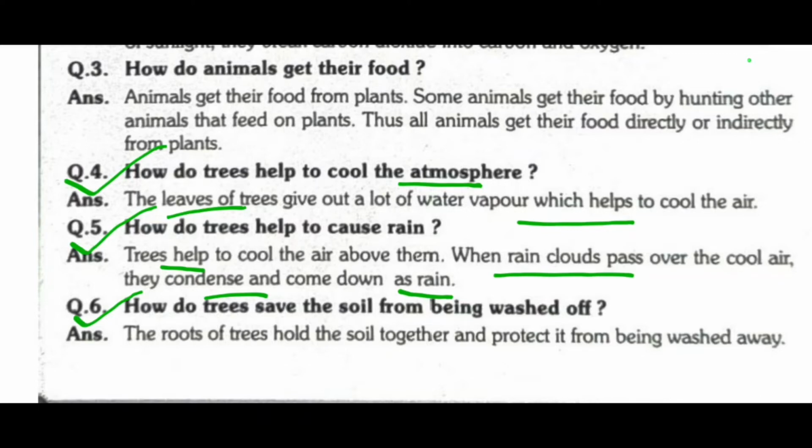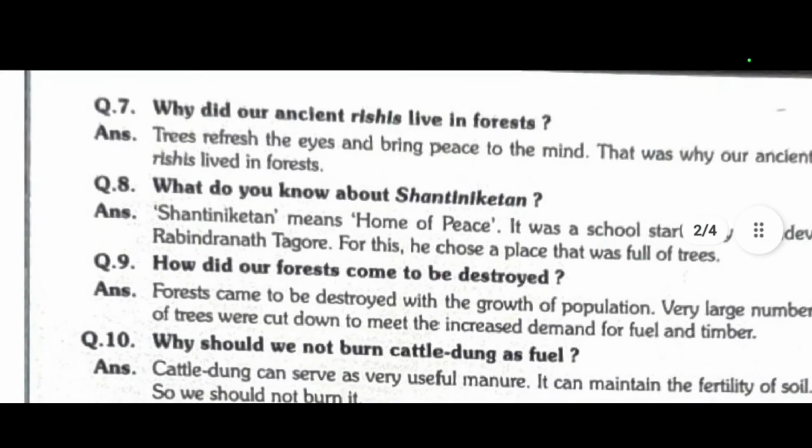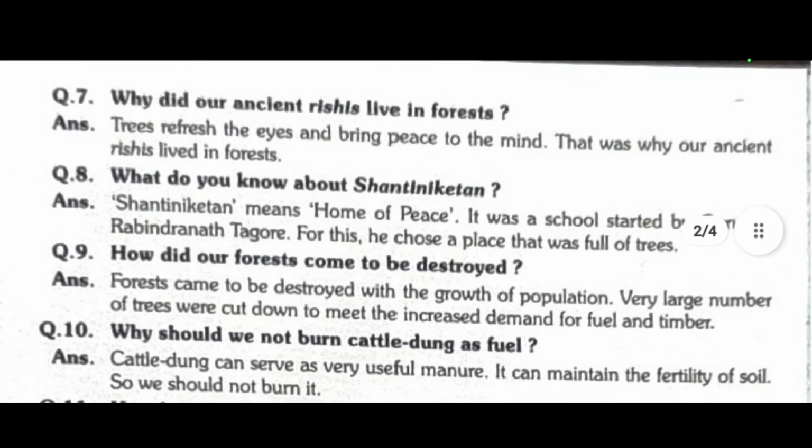Then how do trees save the soil from being washed away? The roots of trees hold the soil together and protect it from being washed away. Then next question is, why did our ancient races live in forests? Trees refresh the eyes and bring peace to the mind. That was why our ancient races lived in the forest.